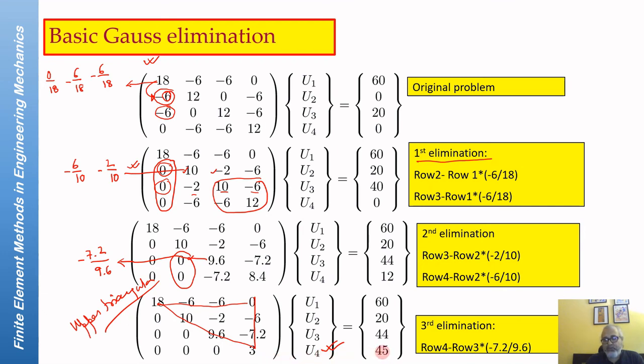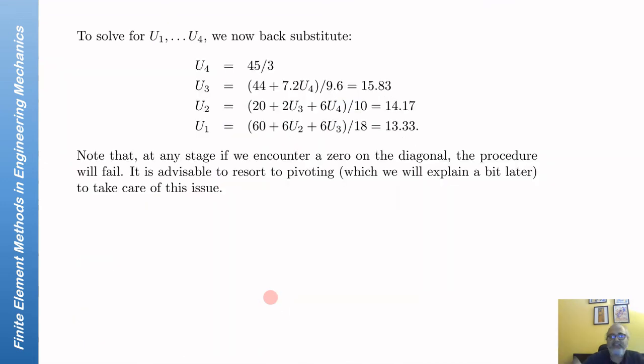Once we have found u4, we go to u3. This third equation is 9.6 u3 minus 7.2 u4 equal to 44. That's the second equation from the bottom, but we already know u4 from the first step. We know u4 is equal to 45 by 3. So we just plug in there, take it to the other side, and we get u3. So this is called the process of back substitution.